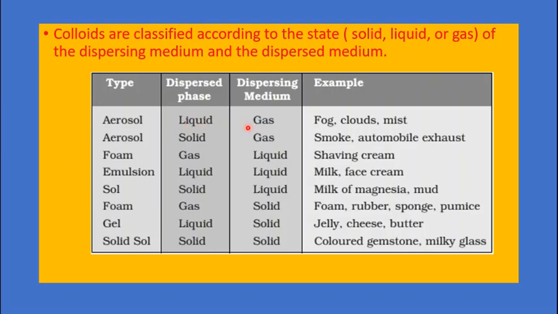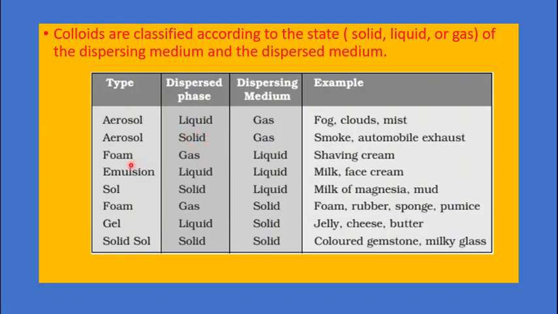One more example of an aerosol is where solid is dispersed in gas. For example, smoke. When you burn paper or agarbatti, you can see the smoke; the smoke is nothing but solid particles dispersed in the gas. Automobile exhaust, with all the pollutants and gases coming out of vehicles and trucks, is another example of an aerosol where solid is dispersed in gas. So gas is the dispersing medium, and the smoke particles, SO2 and so on, are the solids dispersed in the gas.